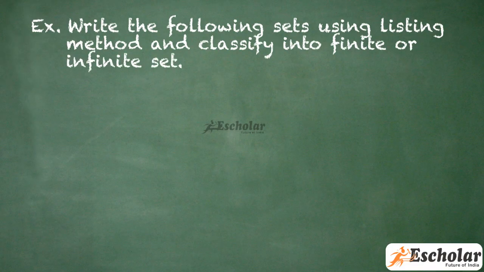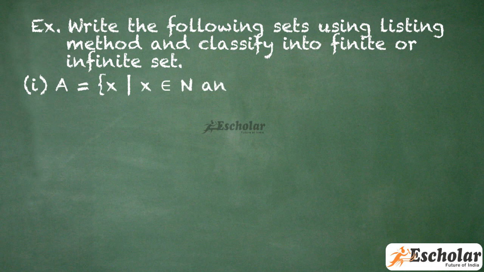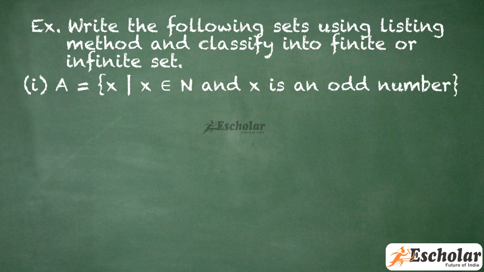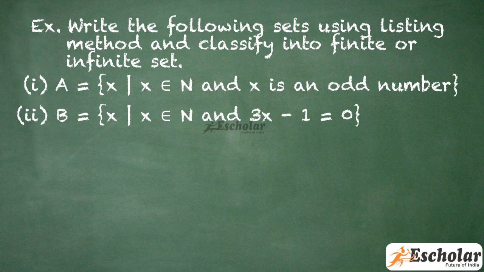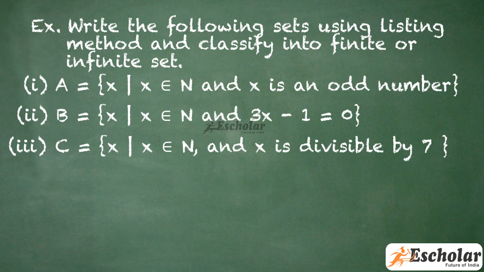Example: write the following sets using listing method and classify into finite or infinite set. First, A is equal to {x such that x belongs to N and x is an odd number}. Second, B is equal to {x such that x belongs to N and 3x minus 1 is equal to 0}. Third, C is equal to {x such that x belongs to N and x is divisible by 7}.